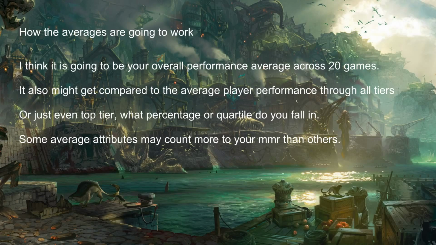And the other thing, obviously, is that some average attributes may count more toward your MMR than others, right? So say things like creep score would probably count more than gold per minute, right? Because gold per minute is not super reflective, since your team could be running around getting all these objectives while you're not actually having an impact.